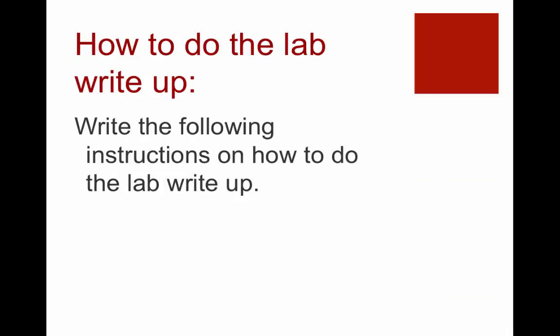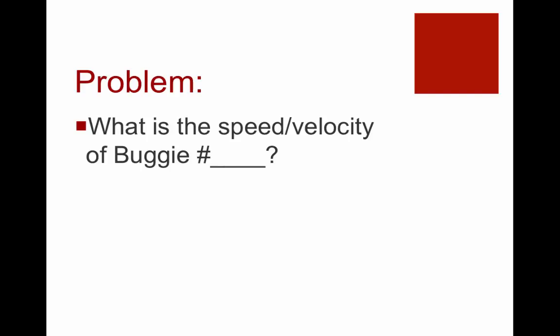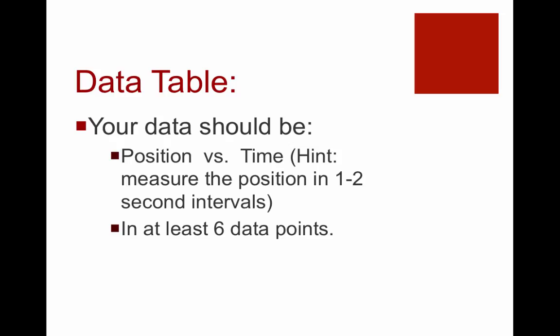Okay, and then after you've done that little lab, you're going to do the write-up, but you're going to do it as a Google Sheet in Google Classroom that I've already shared with you. So you're going to write the following, and here's how I want it. I want a problem that says, what is the speed or velocity of buggy car number whatever, because your buggy has a number, so write that down. You have a data table that is already position versus time. It is written backwards. We'll talk about that a little bit later.